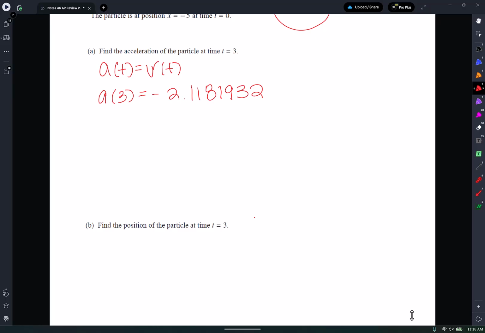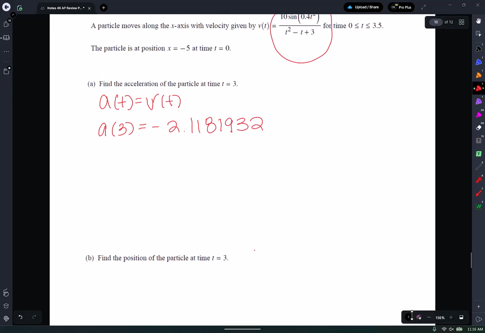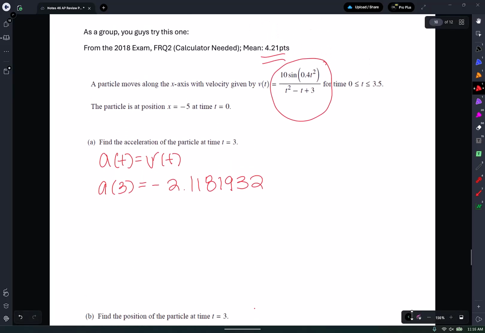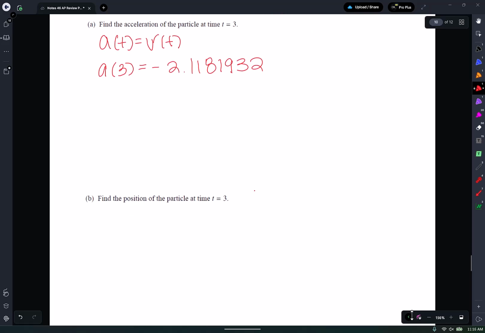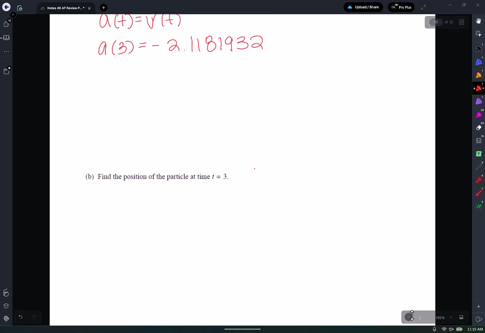Wait, are there units? Let me see. Did they put units on this? Nope. Leave it alone. If they didn't put units, leave it alone. Look at letter B. That's the one.